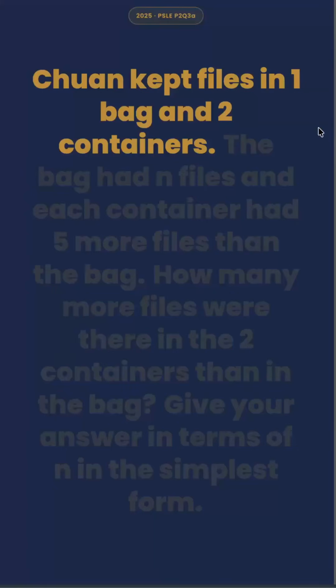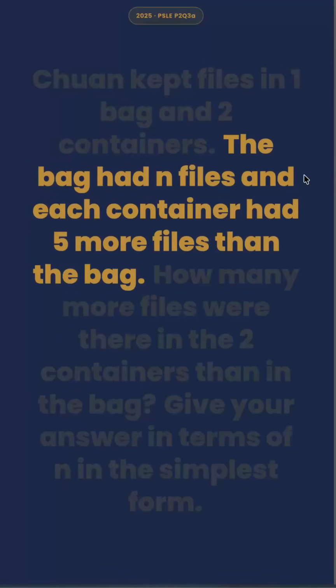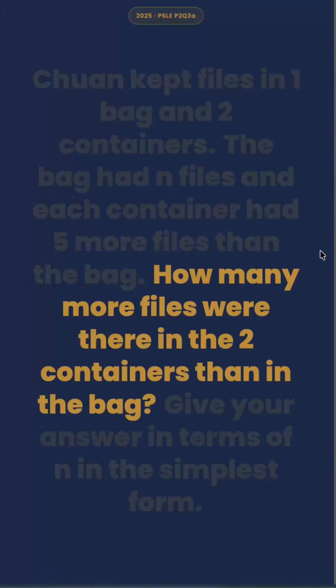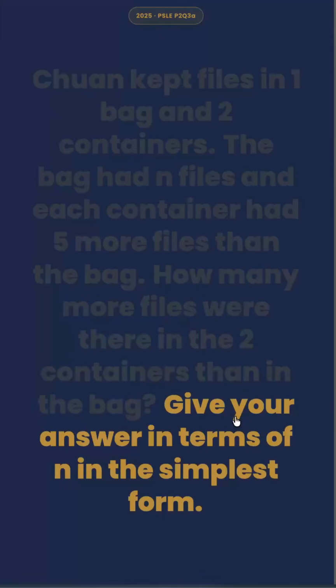Question 3, Part A. John kept files in one bag and 2 containers. The bag had n files and each container had 5 more files than the bag. How many more files were there in the 2 containers than in the bag? Give your answer in terms of n in the simplest form.